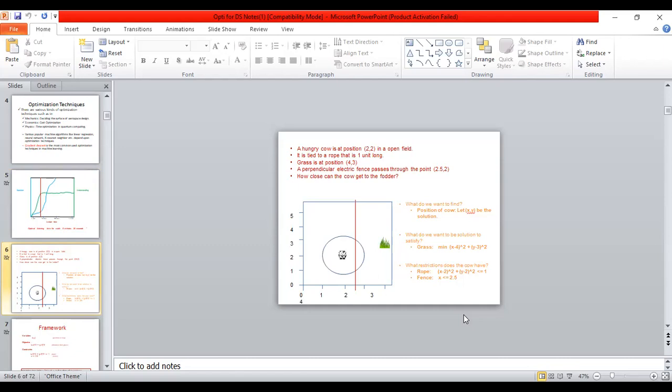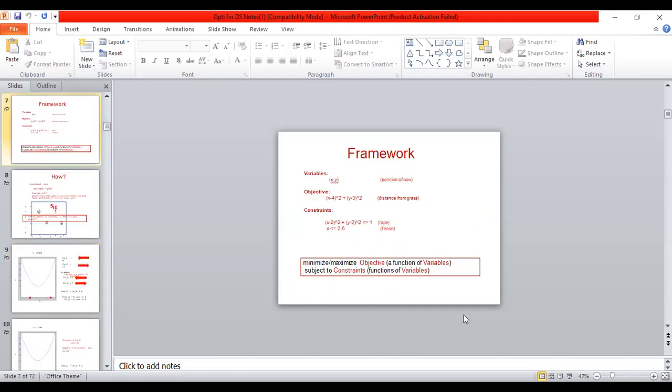And there is also another perpendicular electric fence that passes through the point (2.5, 2). So the question is, how close can the cow get to the fodder? This problem will have its own objective and corresponding constraints to achieve that objective.